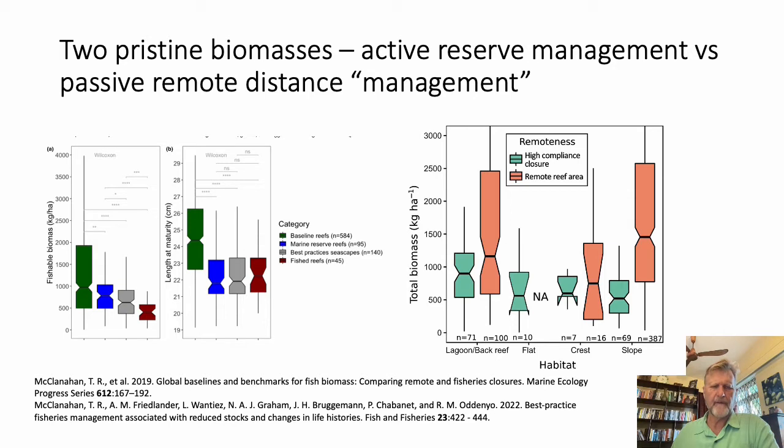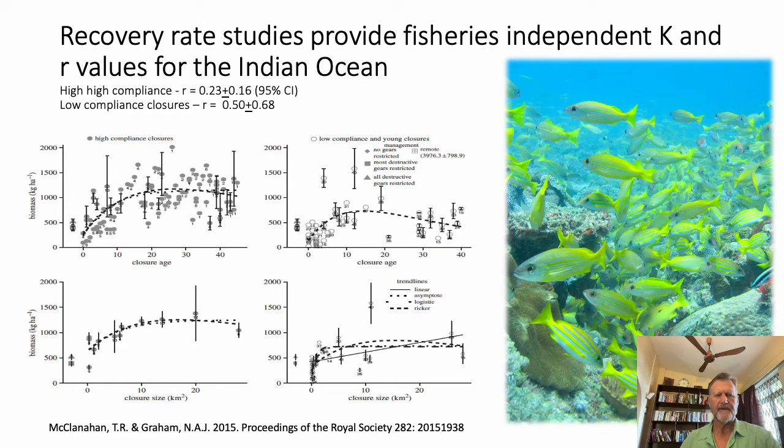This is also reflected in the body lengths of those species. Well, we also know that there are differences in habitat between remote areas and high compliance closures, but in many cases the big difference is the variability between those two systems, with high compliance closures having considerably less variability than remote areas. The other big problem is estimating R, or recovery rates of that biomass. And in this case, it's also a very difficult problem.